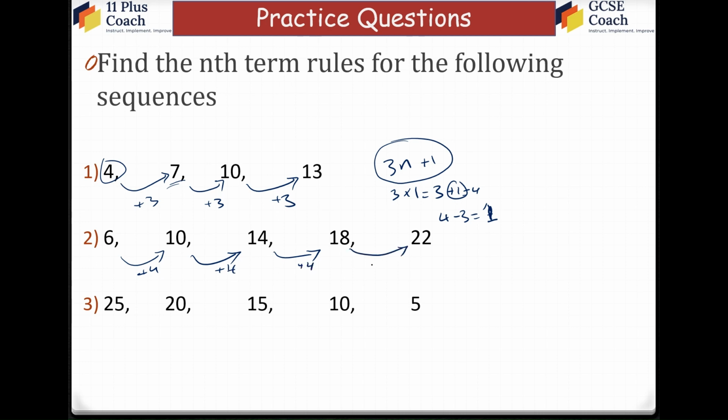18 to 22, add 4. So my nth term will be 4n plus something. What is that plus something? Well, if I replace n with 1, it becomes 4 times 1, which is 4. I need the first term to be 6.